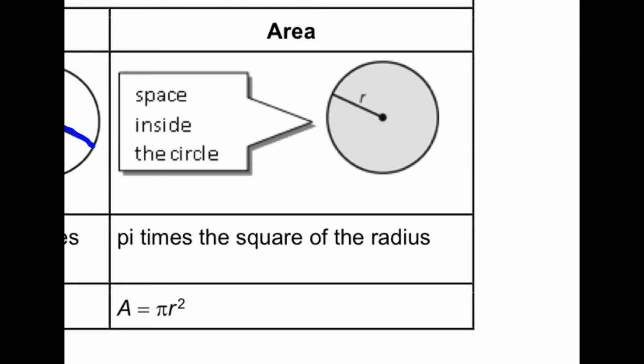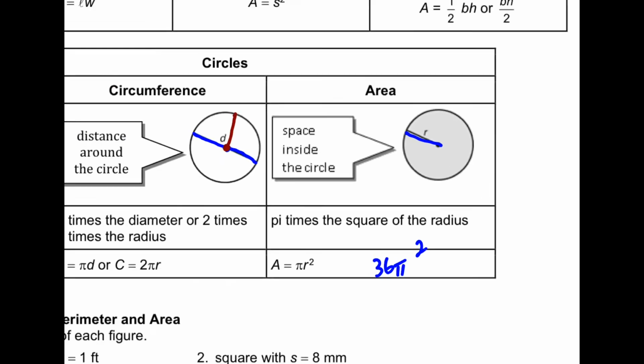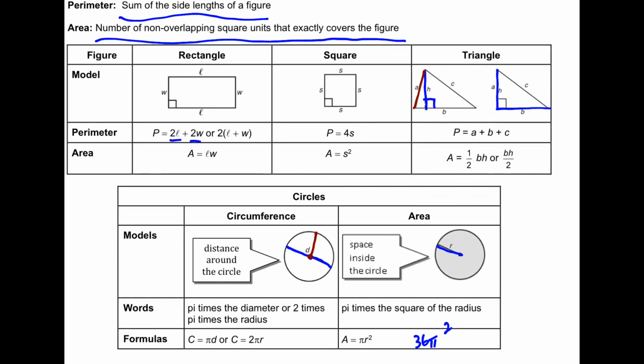To find the area, that's the space inside the circle, we're going to take pi times the square of the radius. So this distance here is the radius, square it, and multiply it by pi. Sometimes we leave our answer in terms of pi, like 36 pi squared. And sometimes we can actually multiply it out, 36 times 3.14, and get an answer. Notice that area is in 2 dimensions, so for all of the areas, the answer will be something squared, and all of the perimeters or circumferences are not. They're in 1 dimension. It's just length.